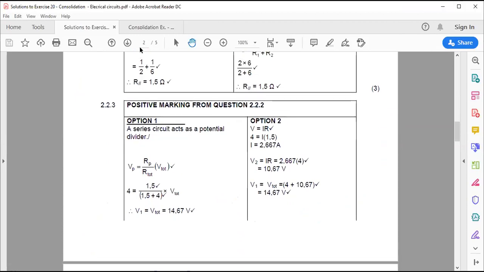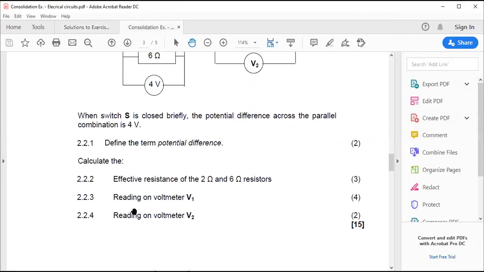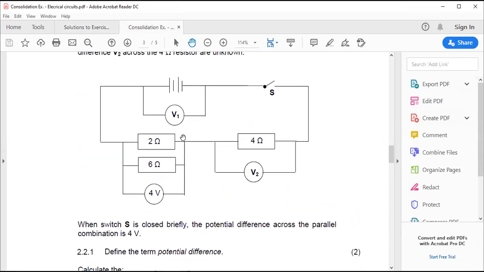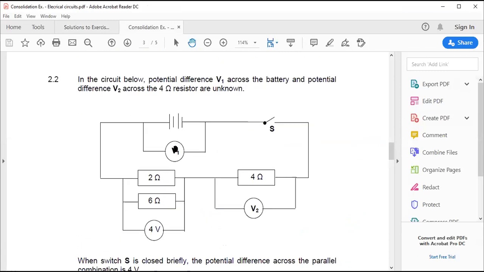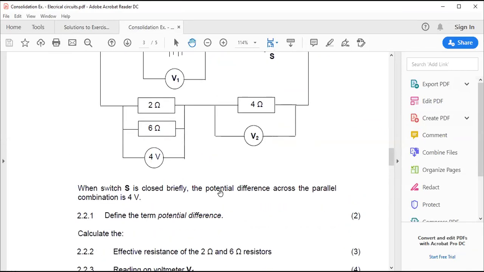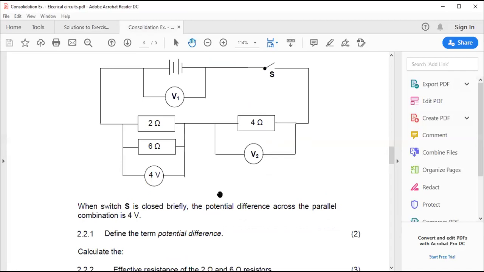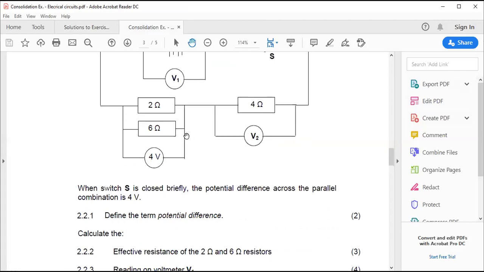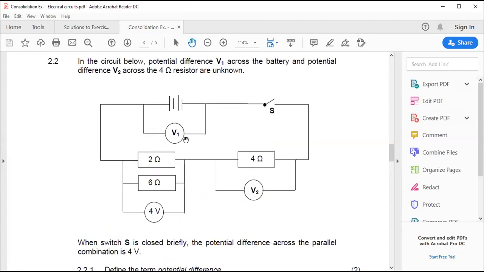Let's move on to the next one, 2.3. We have the reading on voltmeter V1. How do we get the reading on voltmeter V1 here? That's the voltage across the battery. What are we going to do? How did you do this one? The reading on voltmeter V1, the battery. We're not given the battery. How did you do this?